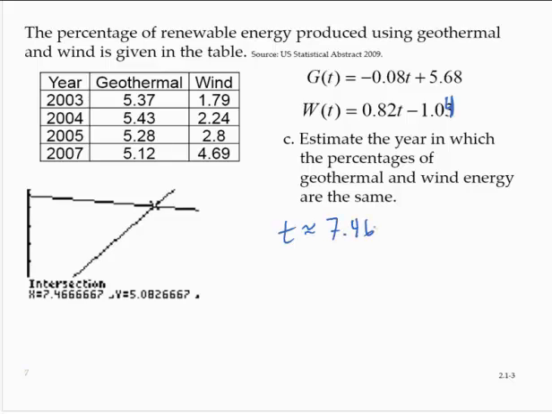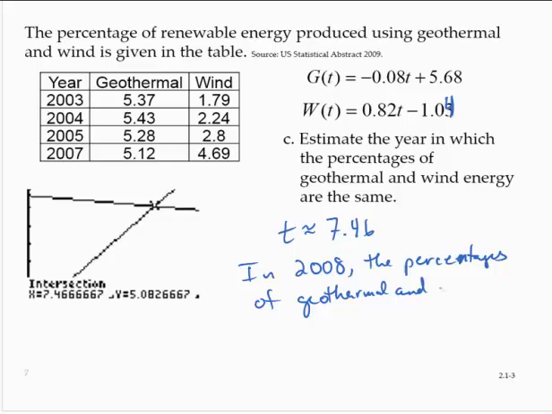Now we know that it wasn't 2007. So what we'll do is we'll bump it up, even though that number would round down to 7, we'll round up in this case, and we'll say in 2008, the percentages of geothermal and wind energy will be the same.